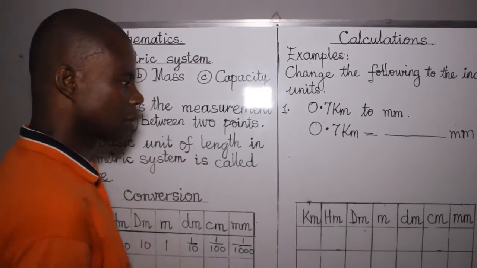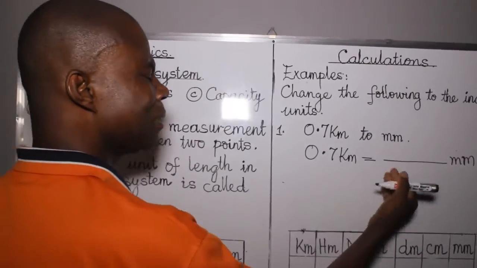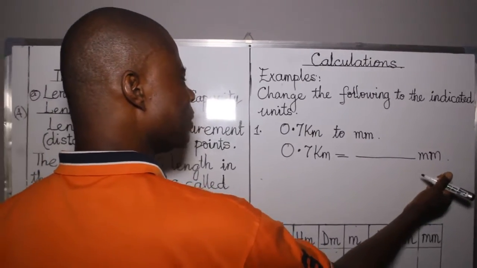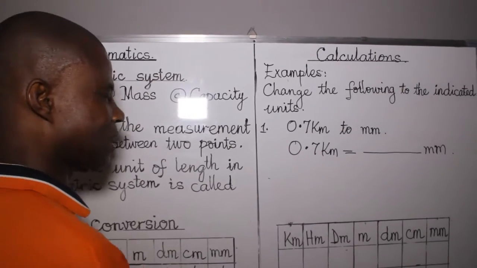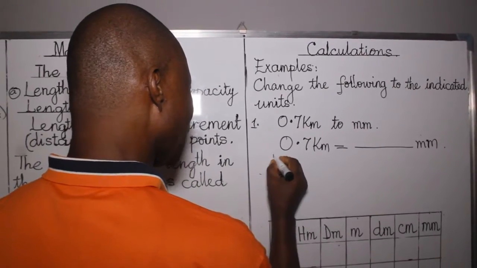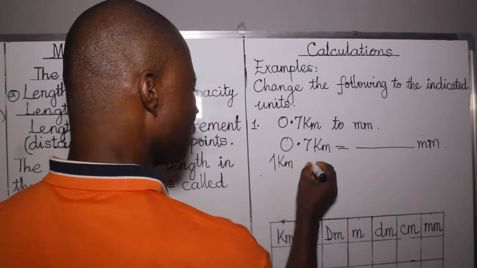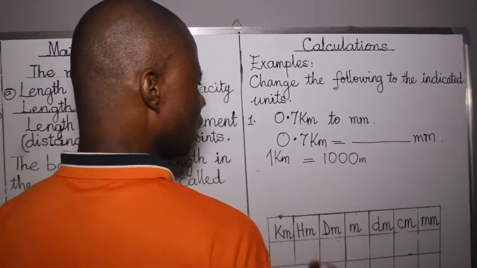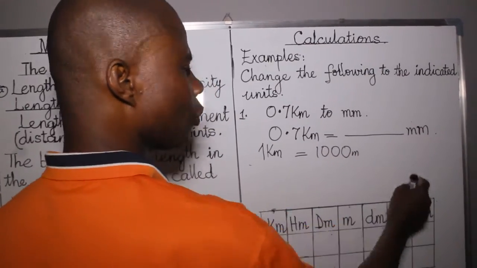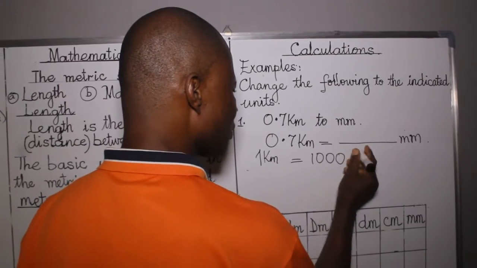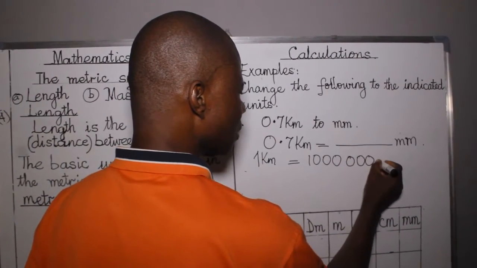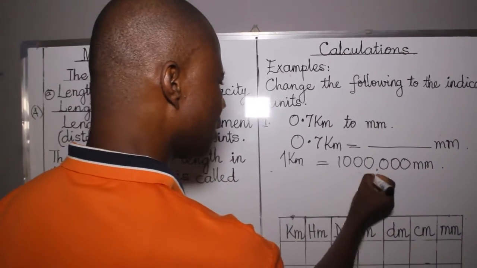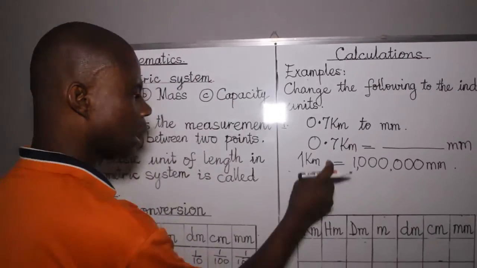To solve this, all we need to do is ask: how many meters make 1 kilometer? 1000. How many millimeters make 1 meter? 1000. So 1 kilometer is 1000 meters. From a single meter to millimeter, we have 1000. So it becomes another 3 zeros. In other words, 1 kilometer is equal to 1 million millimeters.